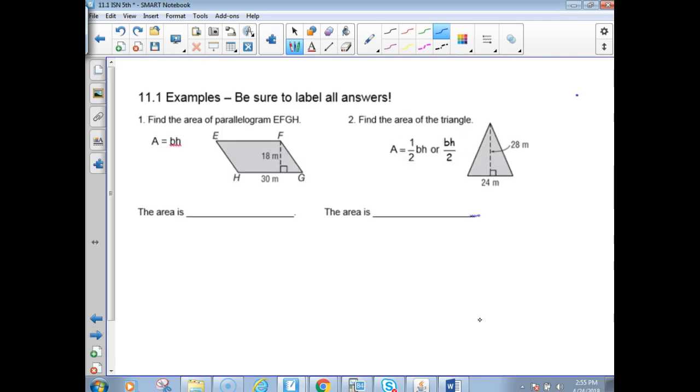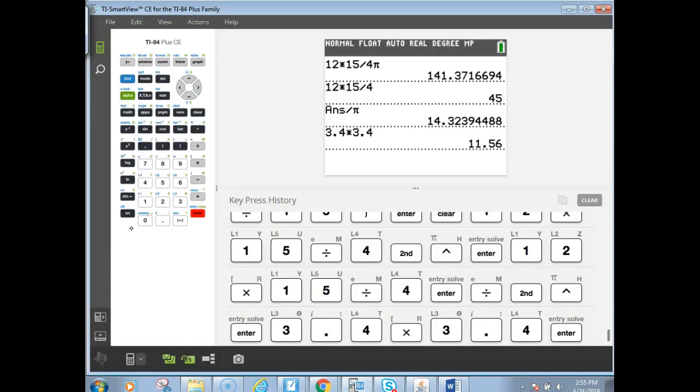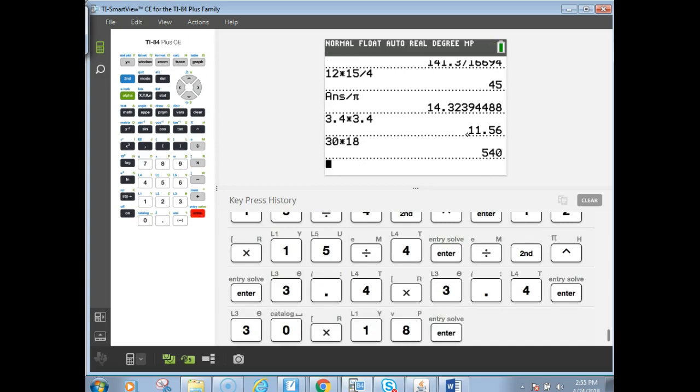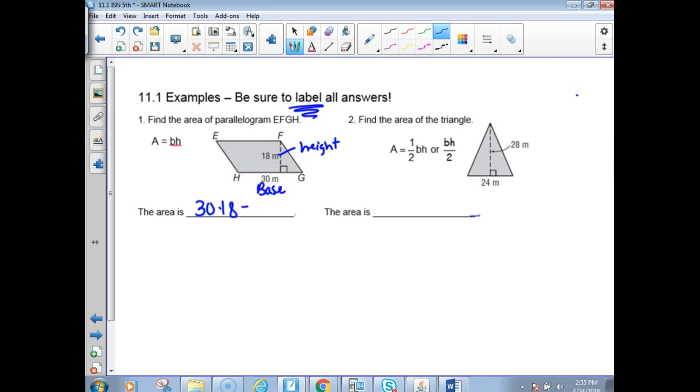All right, more 11.1 examples. Be sure to, everything says that. Label the answers. Find the area of the parallelogram EFGH. Well, it's base times height. I've got a base of 30. I've got a height of 18, if you feel like labeling them. So it's 30 times 18. We type 30 times 18 on our calc. And bingo, you'll probably beat me to it. 540. And that you need a label of square meters. M squared. Meters squared.